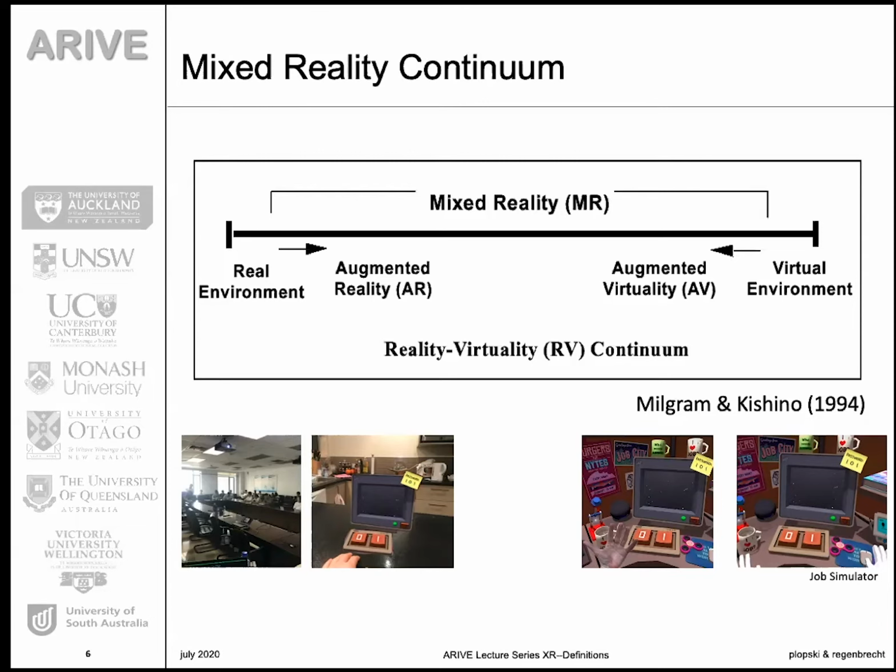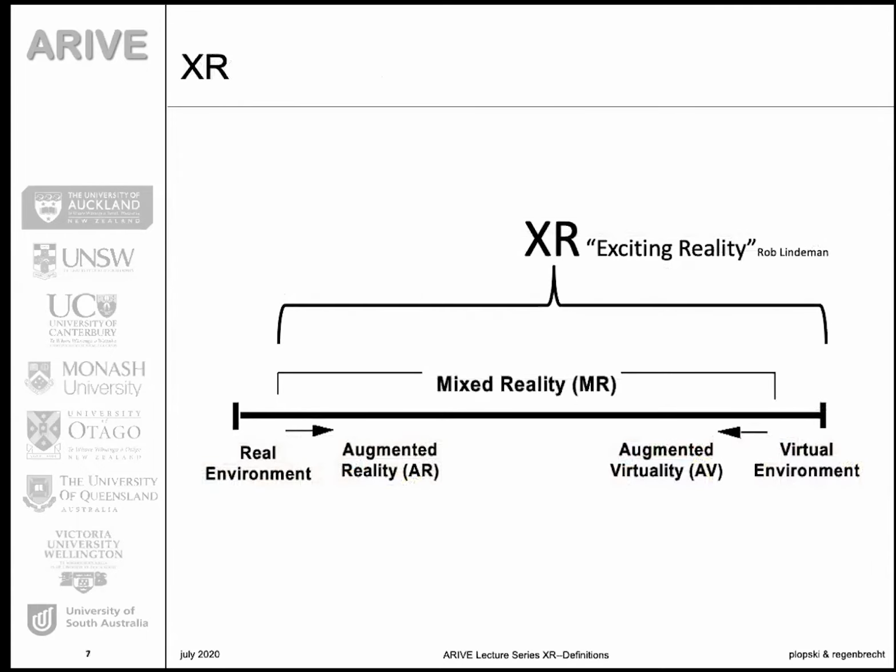Now, on the other hand, you can see the same scene, but now the virtual hands have disappeared, and you can see my real hand being rendered in the same image. So here we see a little bit of the real world being brought into the virtual world, and this is then augmented virtuality. In recent years, the whole spectrum on this continuum, except for the real environment, has been also referred to as extended reality, or as Rob has defined on Tuesday, exciting reality.